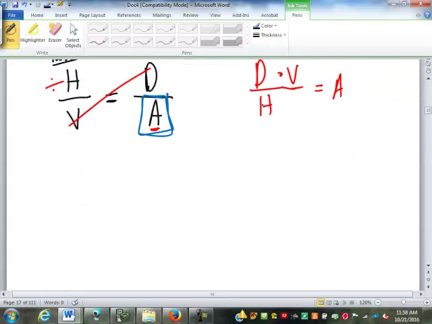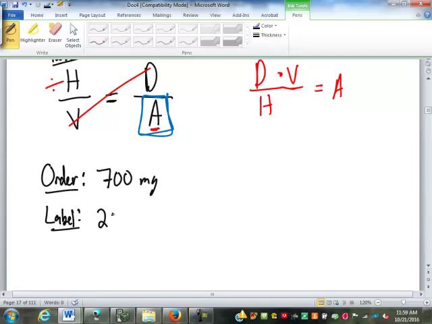So let's look at some of our examples we've seen so far and how they would fit into a proportion. So let's say our doctor's order is for 700 milligrams of a medication. And our label says 200 milligrams scored tablets.